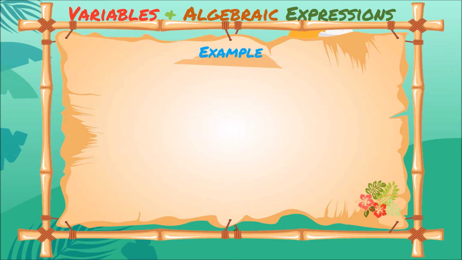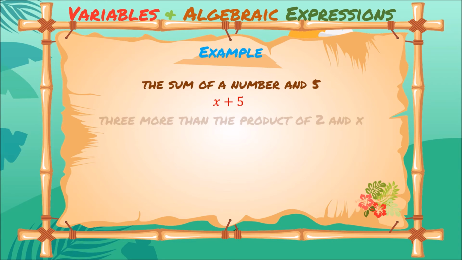Let's analyze the following example. The sum of a number and 5. We can represent this as x plus 5. Another example could be 3 more than the product of 2 and x.